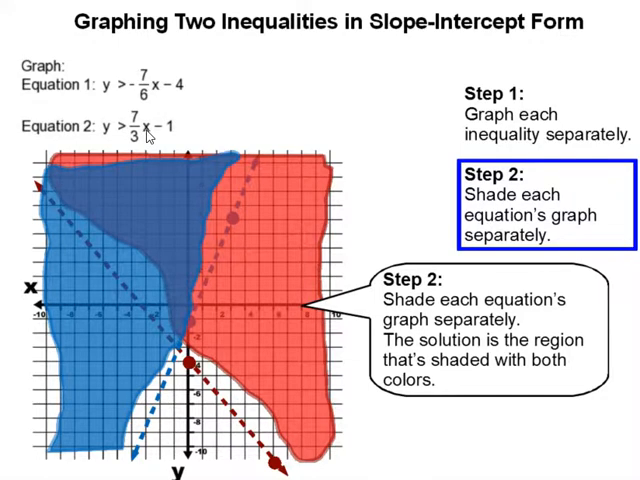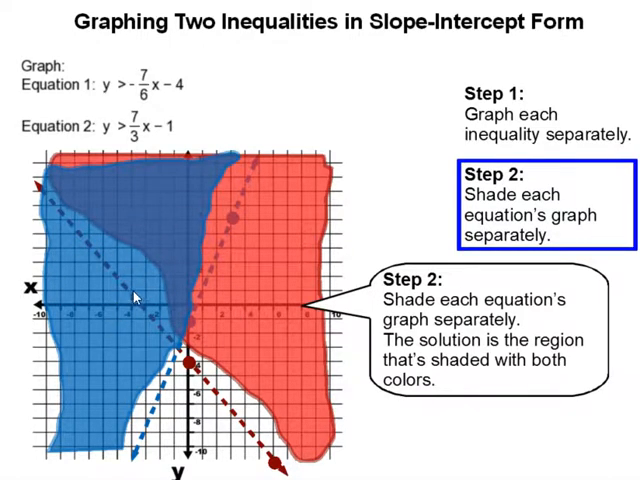7/3 times 3. So that cancels away this 3. So that just becomes 7 minus 1. 7 minus 1 is 6. So that means 0 is greater than 6. And that's not true. That's false. Right? So that means since this is false, I shade this side of the line, right?